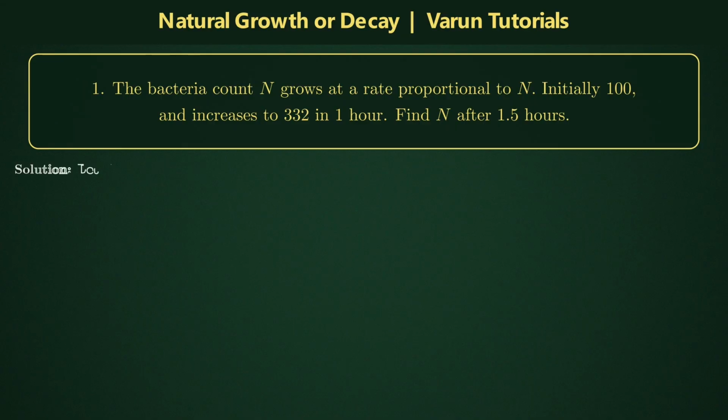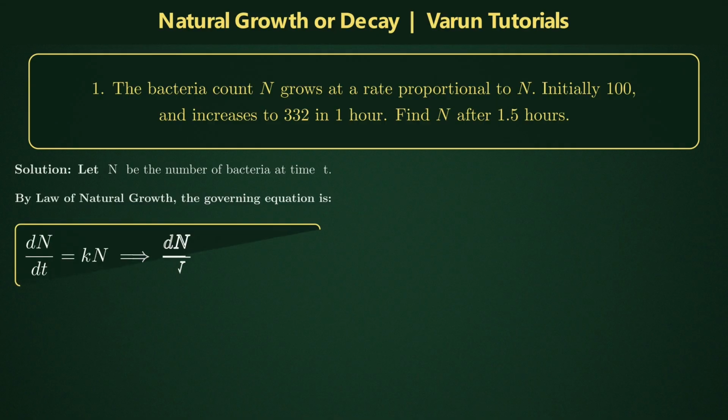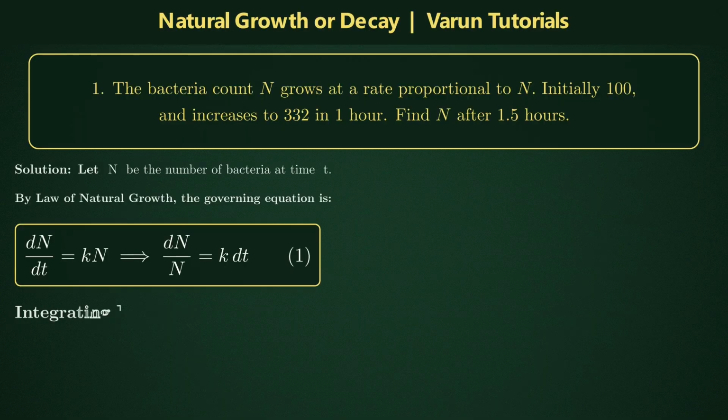Let n be the number of bacteria present in the culture at time t. According to the law of natural growth, the rate of change of n is proportional to n. This gives dn by dt equals kn, which we separate as dn over n equals k dt. We label this as equation 1. Next, we integrate on both sides of the equation.